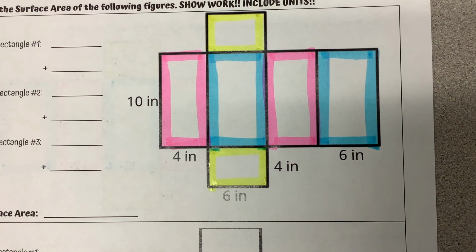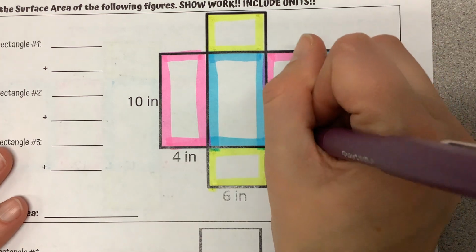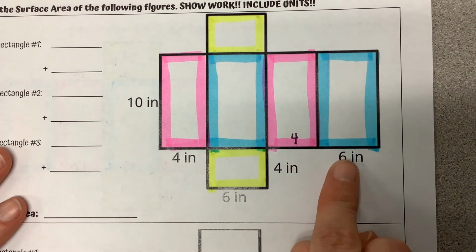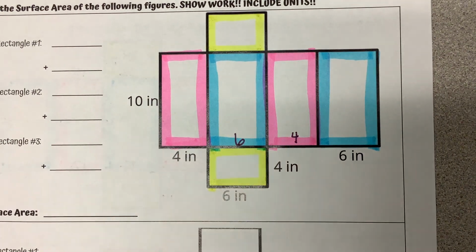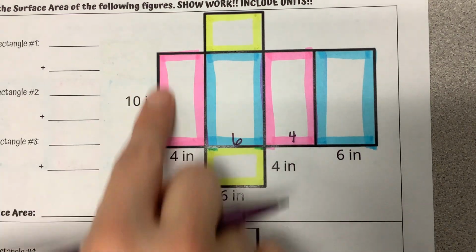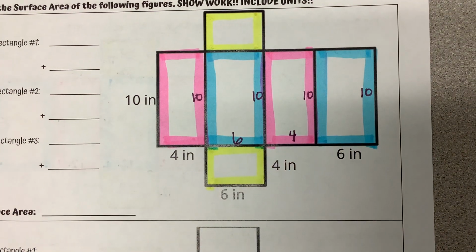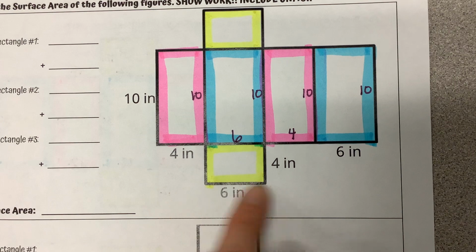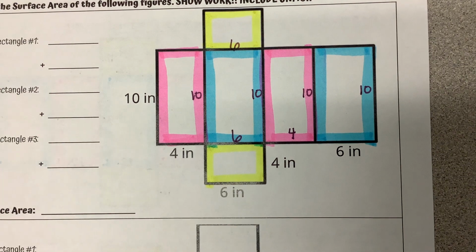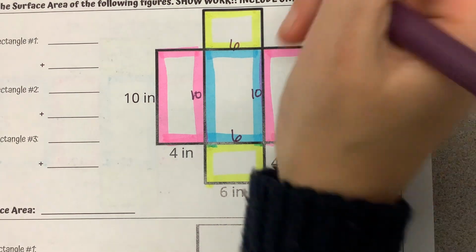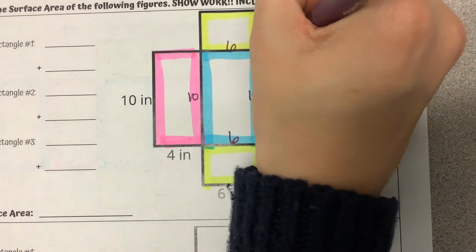Okay, let's find those missing side lengths. This pink right here is 4. This pink right here is 4. If this blue right here is 6, this blue right here is 6. So we alternate 4, 6, 4, 6. If the height of this middle rectangle is 10, that means the height for all of these is 10. If this base length across here is 6, so is this, so is that. If the height of this base is 4, the height of this base is 4, which makes sense. Those should fold into each other.